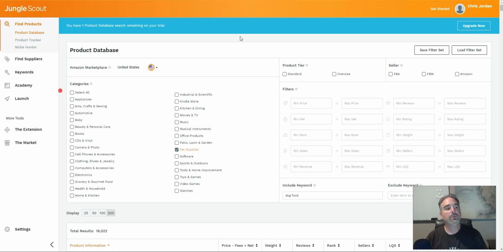So I'm going to start with Jungle Scout right here, because they actually have the least amount of features, but they're priced a little lower. So let's go ahead and run through that real quick. And what I'm going to start with here is the product database.